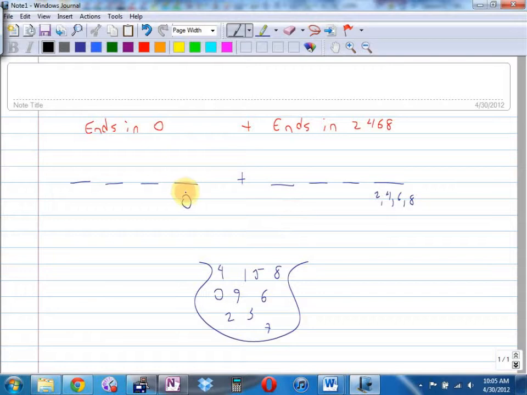How many ways are there to pick a 0? 1. Now there's no 0 left. How many choices do I have for the first number? Then.